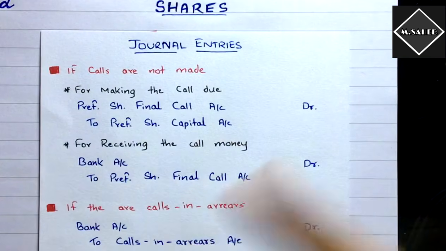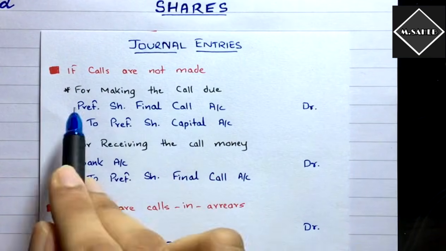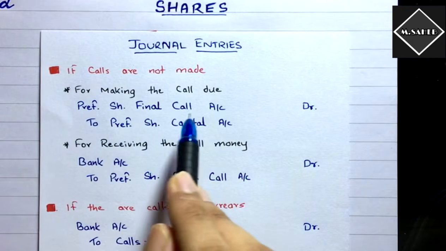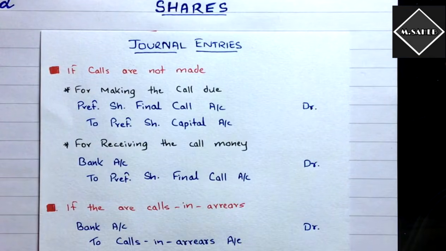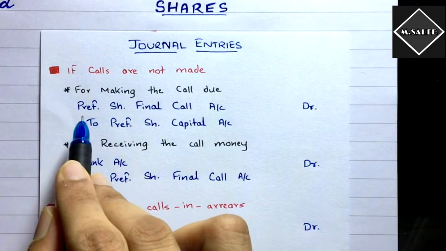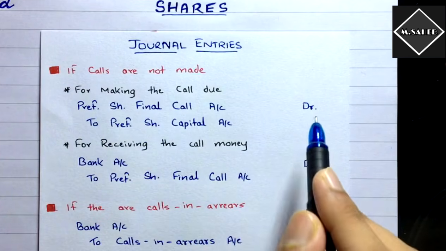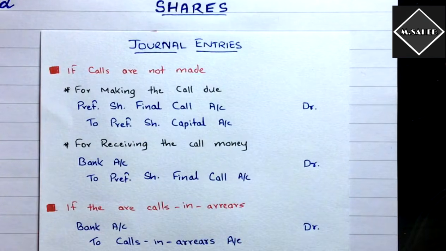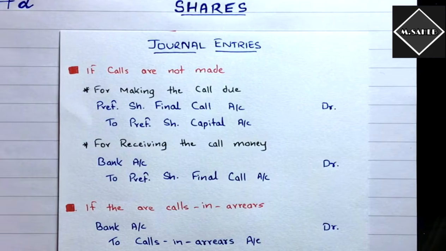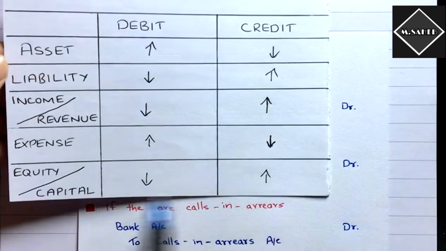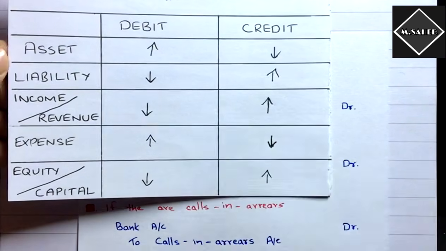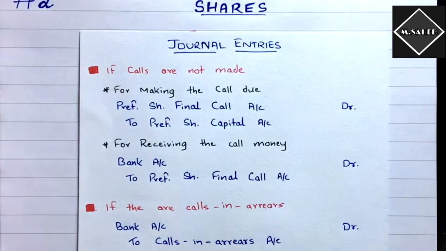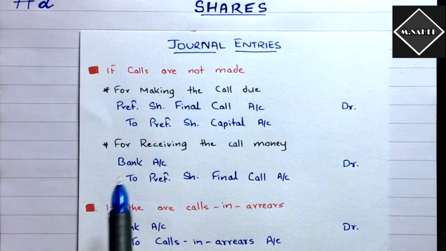If you're gonna receive, then this becomes like an asset to you, right? Preference share final call account. So that is why it has been debited. You are gonna receive the money on account of preference share final call account, and that money will go to preference share capital account. So capital account has been increasing. If you want to increase the capital account, you have to credit that. Simple, capital increase, credit.